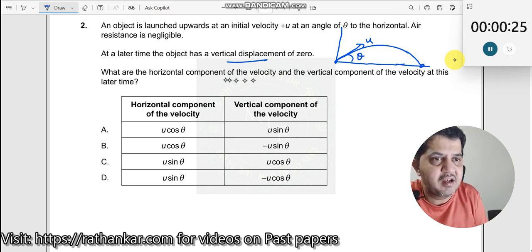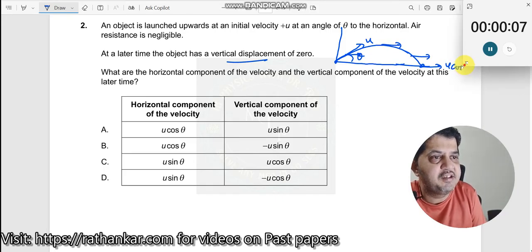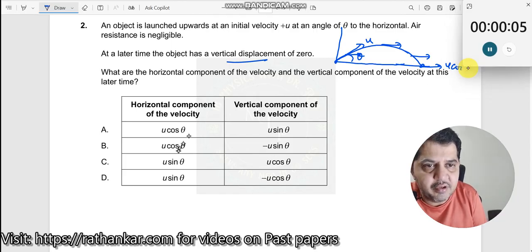What are the horizontal component of the velocity and the vertical component of the velocity at this later instant? At this point, what is the horizontal and what is the vertical component? Horizontal component will not change. See here, if it is u cos theta, here also u cos theta, here also u cos theta, it will be u cos theta only. So therefore u cos theta is the answer.